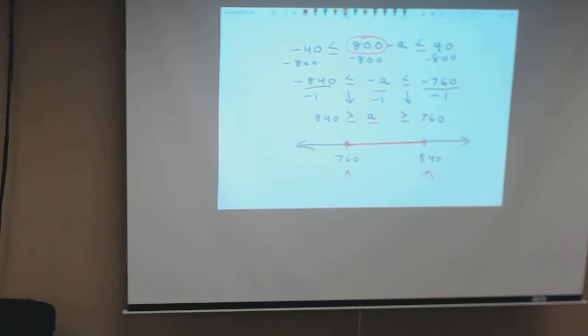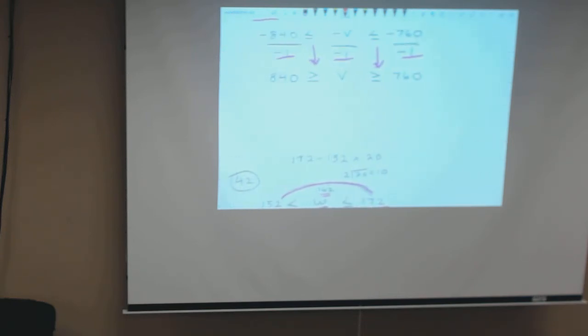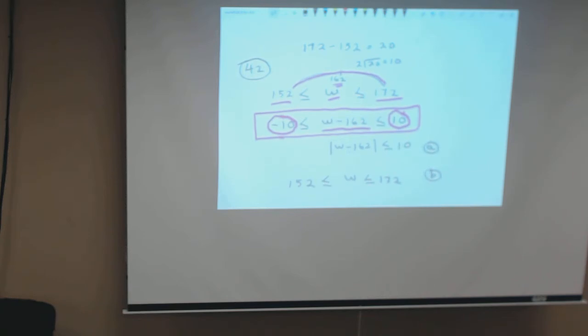Number 42. An average male, 5 feet 8 inches tall, should weigh between 152 and 172. So, here's where he should be. Between these two numbers, his weight should be between 152, which means it should be less than or equal to 172, and greater than or equal to 152. If he's below 152, he's below average. If he's over 172, he's above average.